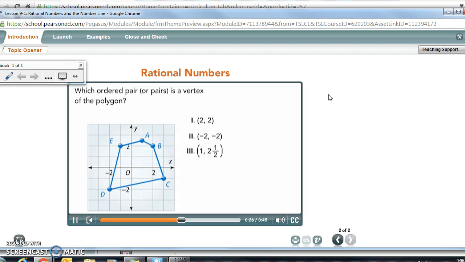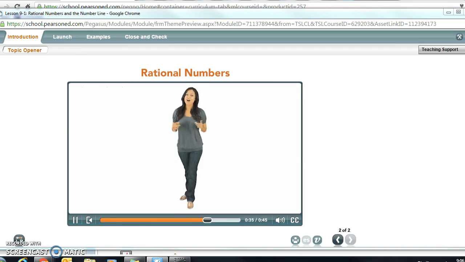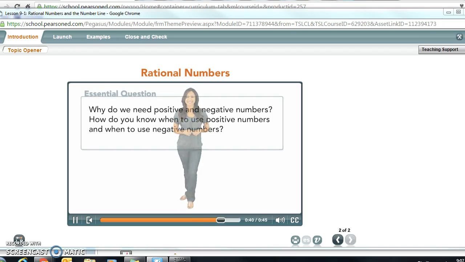Finally, we will jump from number lines to the coordinate plane. We will see how rational numbers can be used to identify points in the coordinate plane and describe figures called polygons in the plane. All seems absolutely rational, doesn't it? So let's get started with rational numbers.